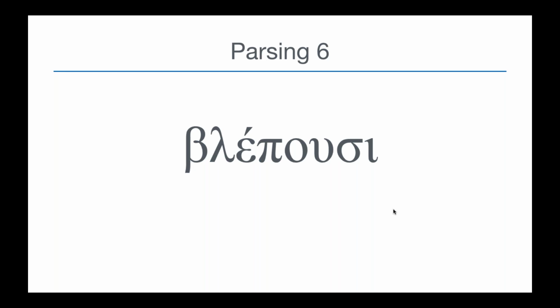Sammy and Ralphie, do you guys have a textbook? What edition is it supposed to be from? It doesn't matter. You just need to have this paradigm that shows the omega verb endings on it. Do you have that? In this one, it's figure 16.6. I'm not sure what it is in the third edition. It's got luo, lueis, luei, luomen, luete, luousi. Oh, yeah, I see it.